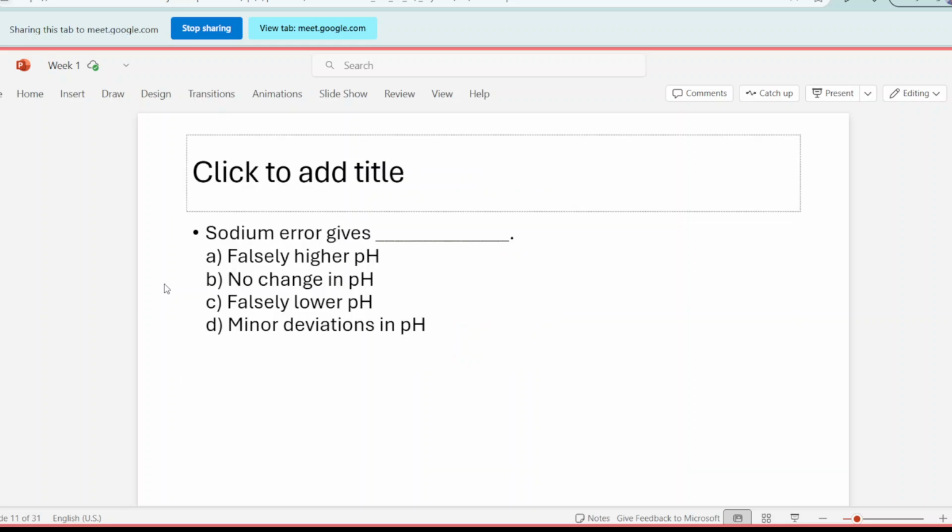Right. The next question is, sodium error gives: option A, falsely higher pH; option B, no change in pH; option C, falsely lower pH; option D, minor deviations in pH. So before we go to this, we need to understand what sodium error is. If someone can define or discuss what sodium error is, then we'll come to the different options that are given here.